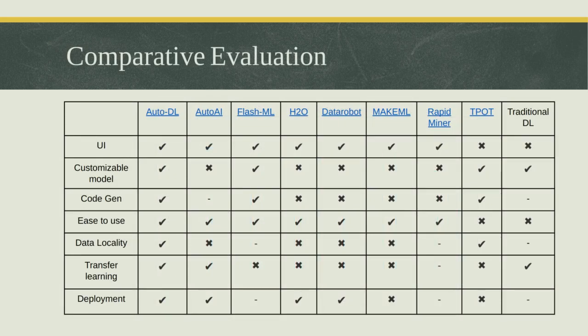We compared AutoDL's features with similar products against the following parameters. User interface: we provide a GUI and don't expect the users to write code. Customizable model: the control is in the hands of the users. They can customize their models. Code generation: we generate the code along with the DL models. Easy to use: as you can see, our interface is quite easy to use. Data locality: data locality means that the data is local with the user. We do not expect them to upload the data to our platform. We also provide transfer learning and deployment facilities.